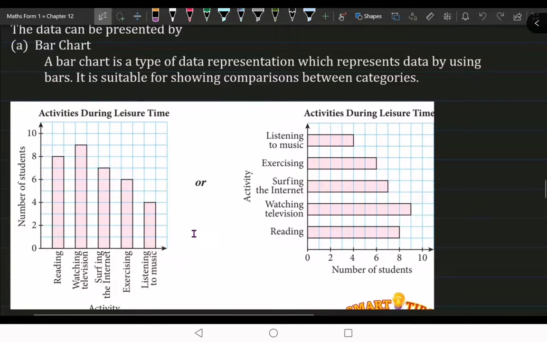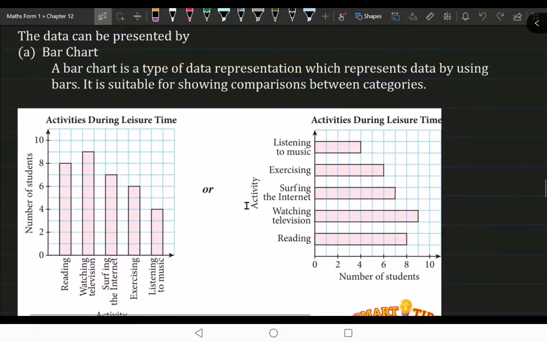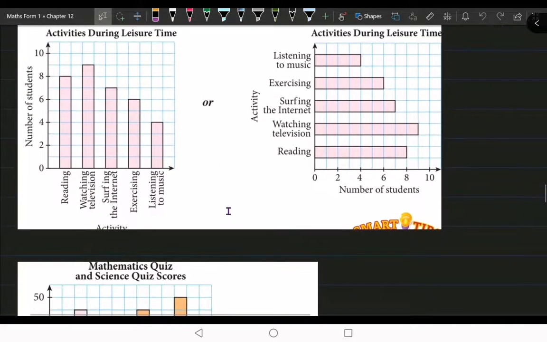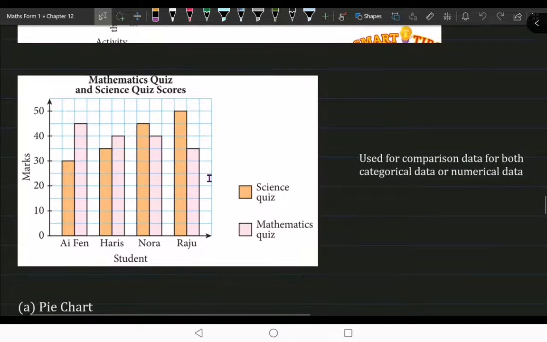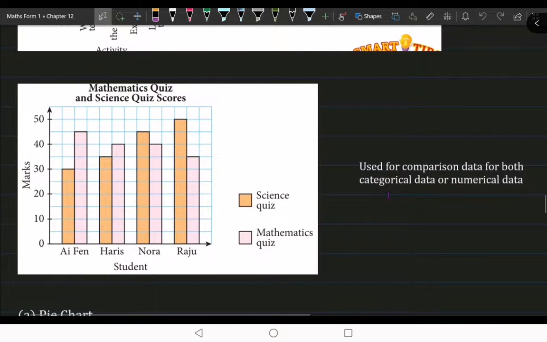OK we have two types here. Maybe a compound bar chart, compound 有两个，science 跟 math 一起，然后你可以做比较。Compound bar chart 就是 compound 啦。Single bar chart 就是一个个啦，只是这个 number of students to what is activity during the leisure time: reading, watching TV, surfing the internet, exercising, listening to the music, something like this. The bar can be horizontal or vertical depending on the situation. This one is comparing compound bar chart. This one is used for comparison of data, for both category data or numerical data.